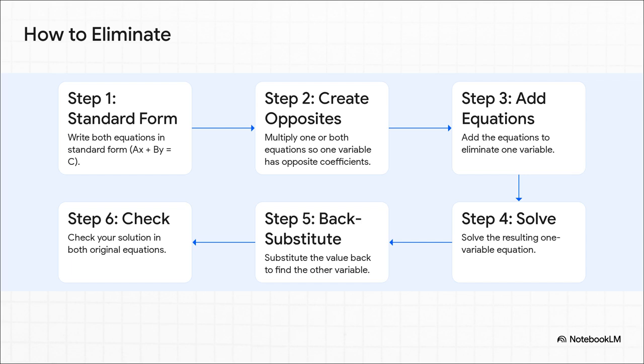You multiply one or even both equations to create opposite numbers, like a positive 5x and a negative 5x. After that, you just add them up, solve, and plug your answer back in.